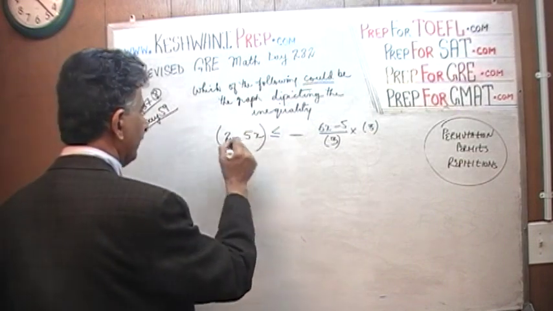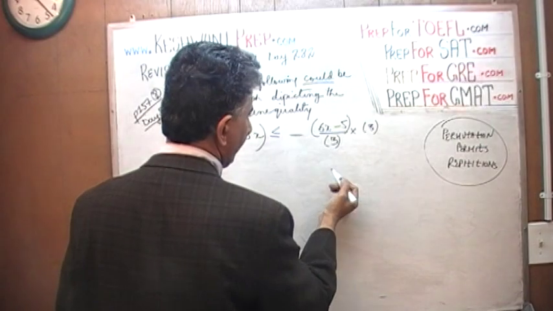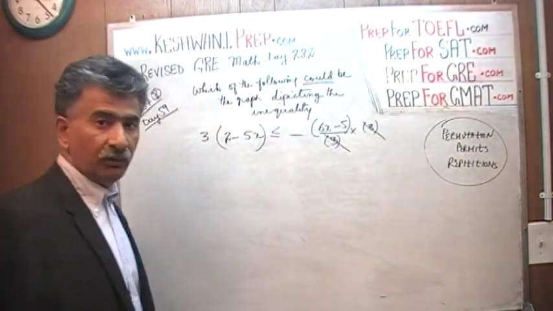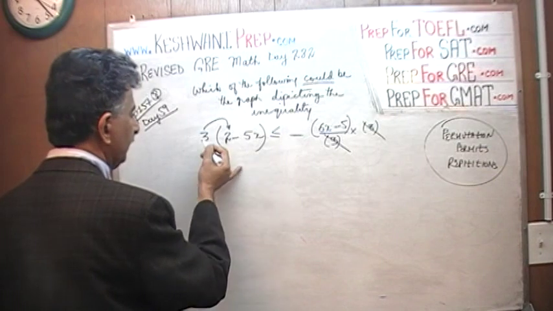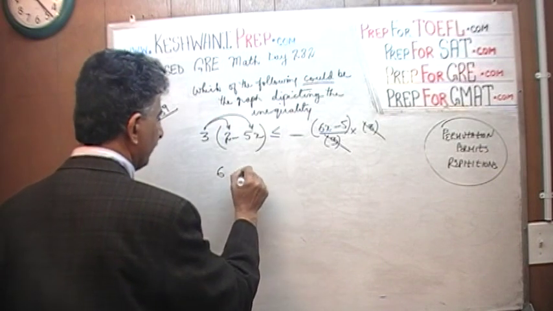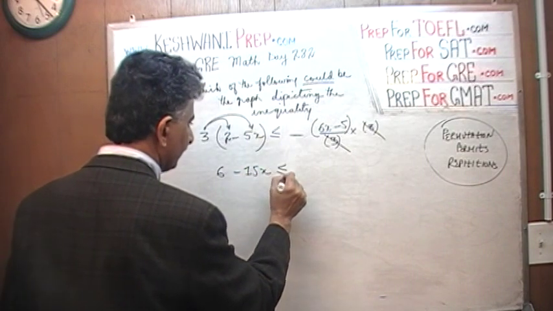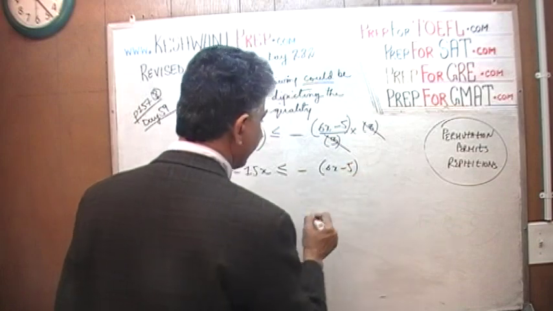So we take this side and multiply that by positive 3. We take this side and multiply that by positive 3. So we can get rid of this 3 here. That was the whole point. And now here, multiply this side of the inequality by 3. So 3 times 2 is 6, and 3 times negative 5 is negative 15. Negative 15x, we are told, is less than or equal to negative of 6x minus 5.